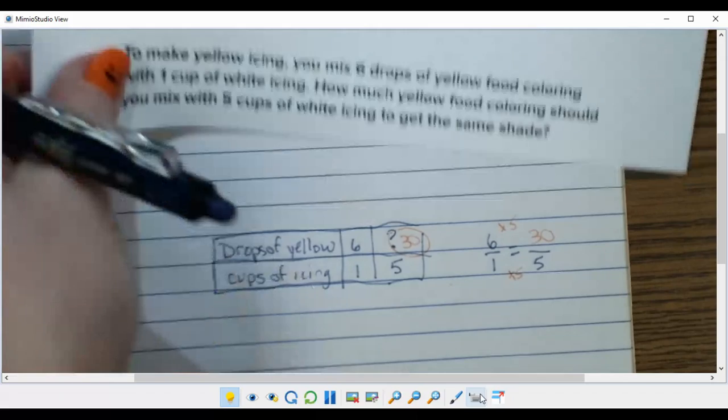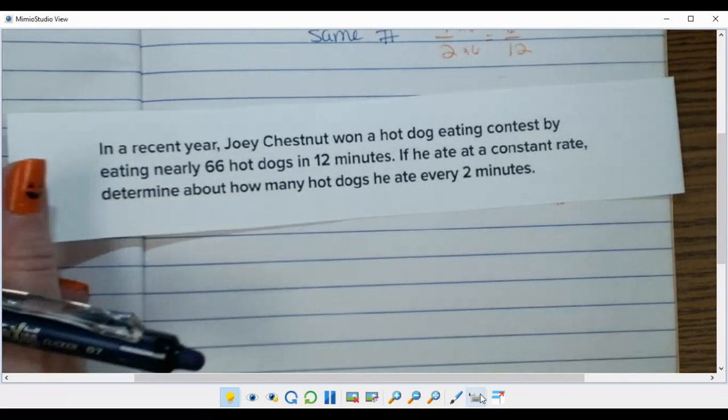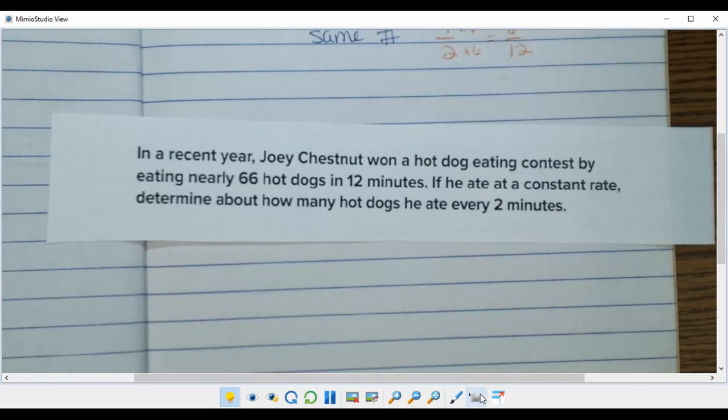Okay, let's look at another one. In a recent year, Joey Chestnut, who I actually think is from around this area, won a hot dog eating contest by eating nearly 66 hot dogs in 12 minutes. And I'll give you a second to let your stomach calm down. If he ate at a constant rate, determine about how many hot dogs he ate every 2 minutes.